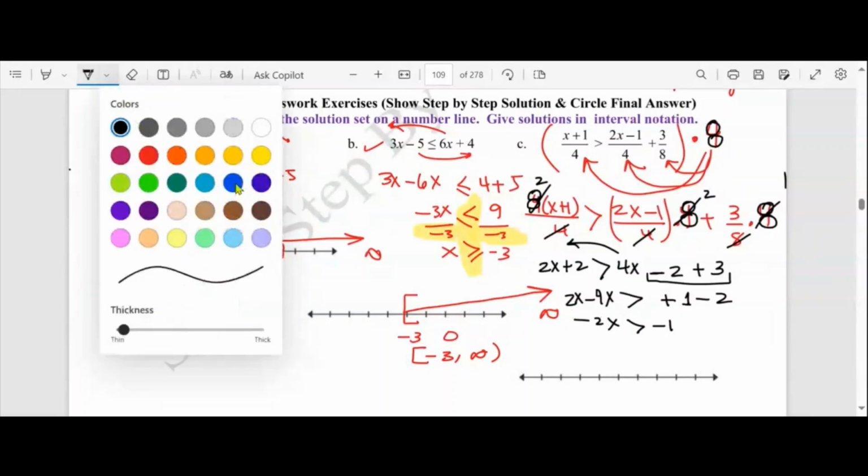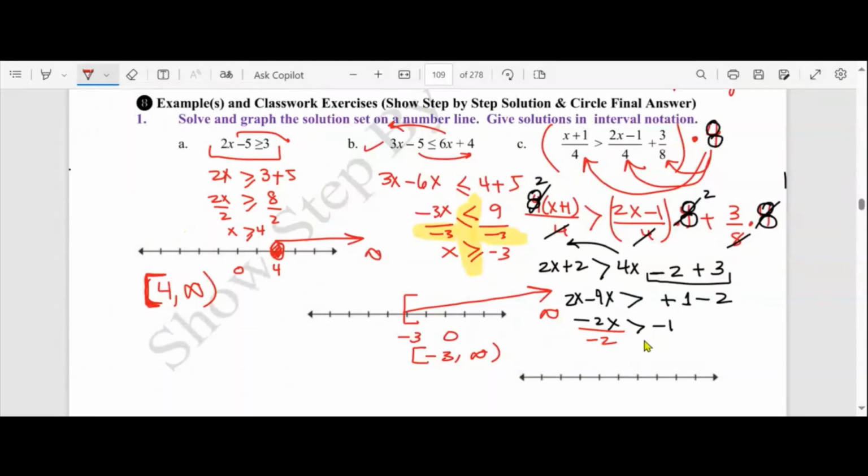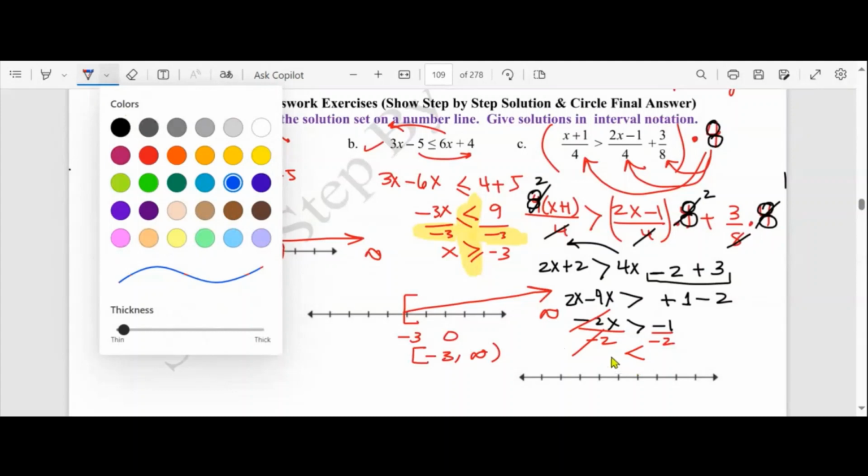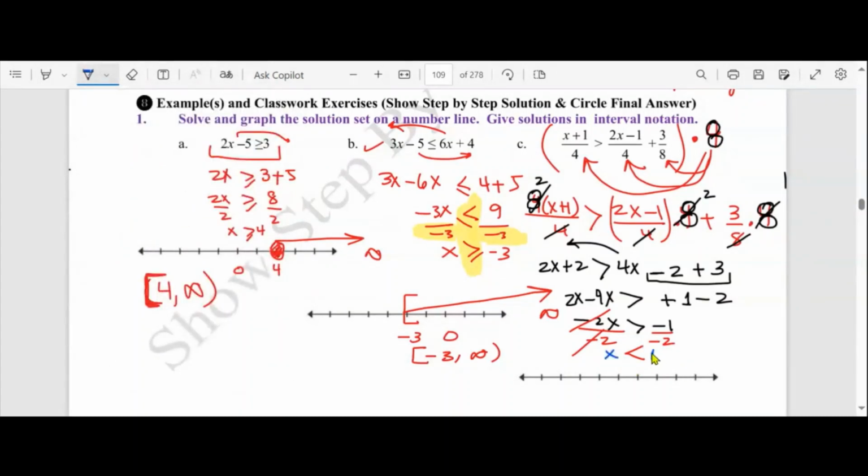Now what should I do, Nawaf? Divide by negative 2. And what happened to the direction? Yes, x is less than what? Half. So is everybody okay with this?